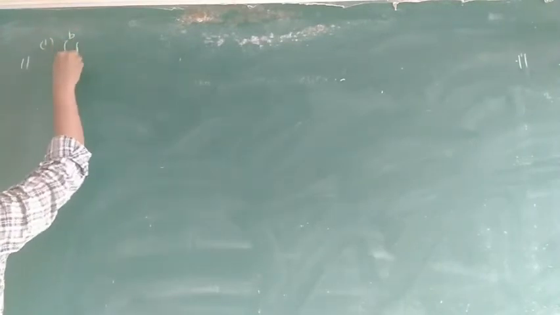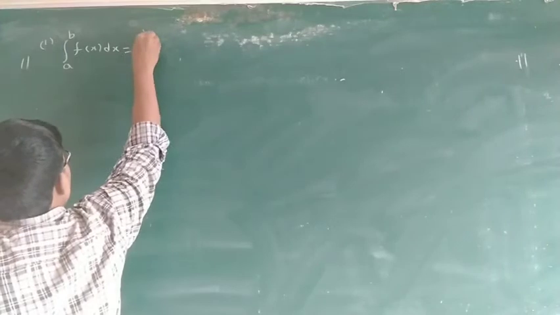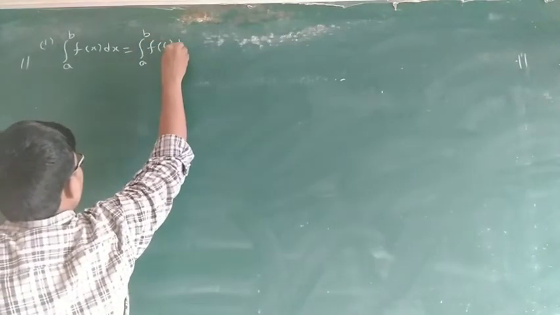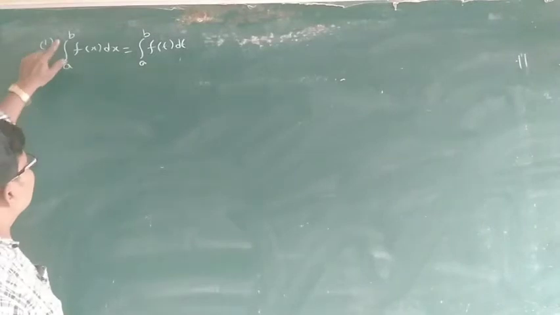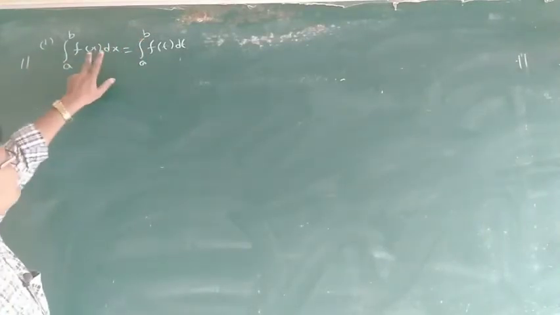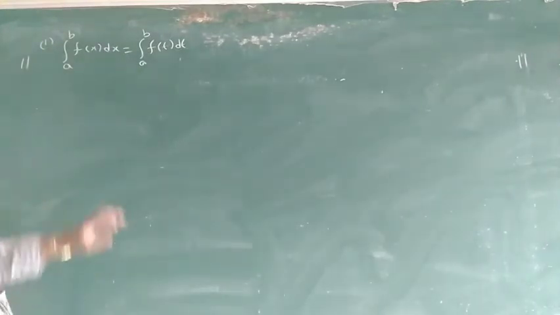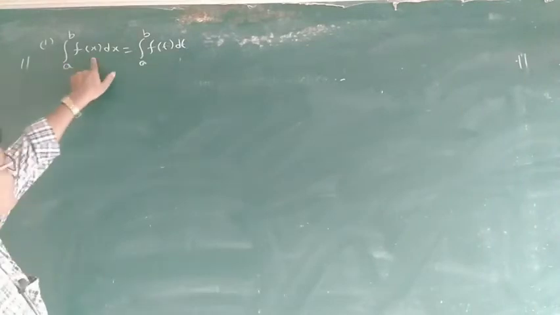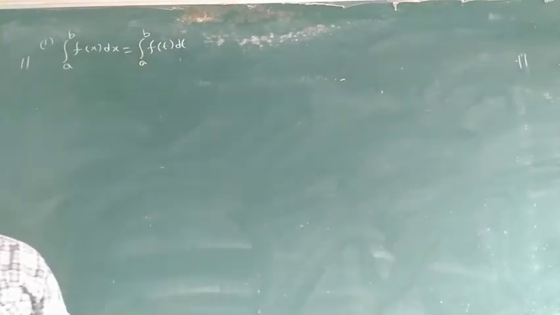Integral a to b f of x dx is equal to integral a to b f of t dt. What is the meaning of that property? Both integrals are the same; the variable is different, but the function is the same. Limits and function are all the same, only the variable differs. So both are same. Next, second one.